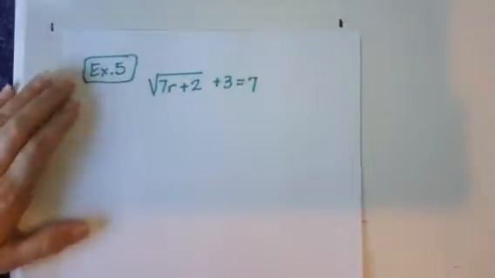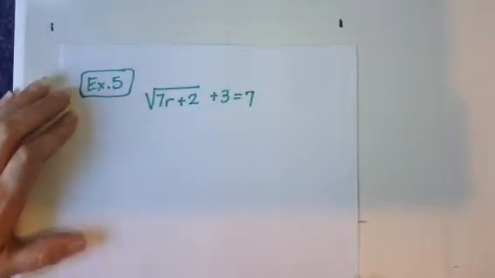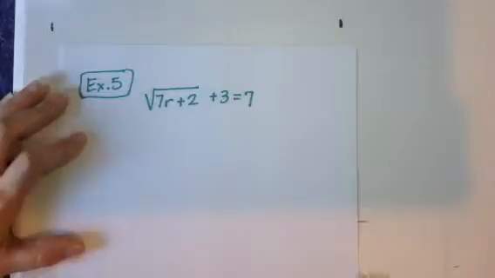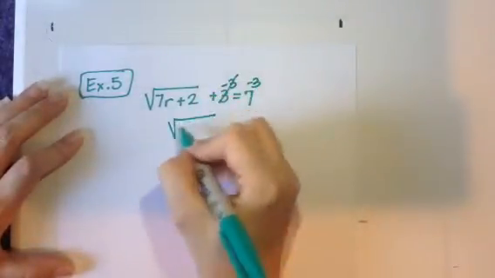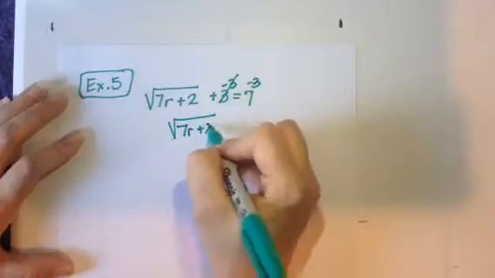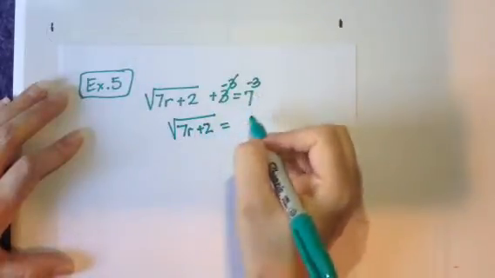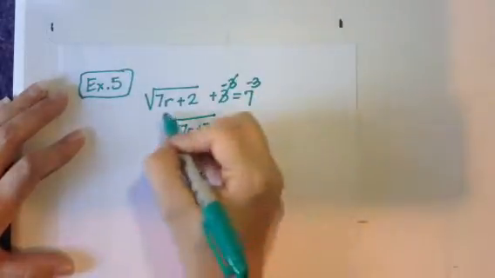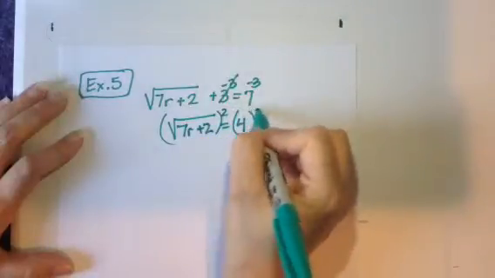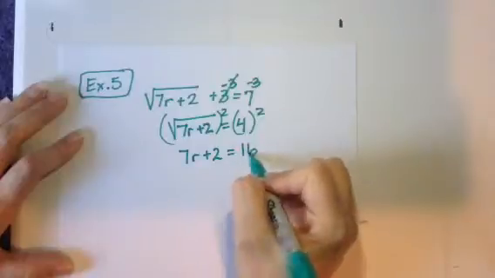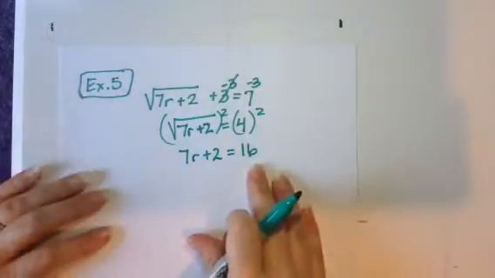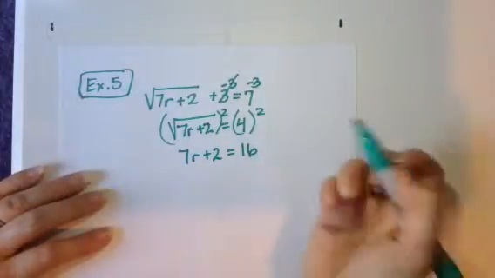Last example. Again, I need to follow the steps. Isolate the radical first, and I get a minus 3 on both sides. So I have square root of 7r plus 2 equals 7 minus 3 is 4. Now I square both sides, and I get 7r plus 2 equals 16. And now it's just a regular problem from previous years of algebra.